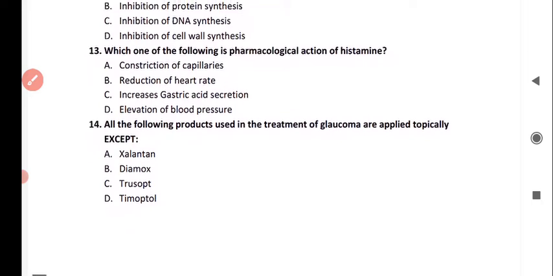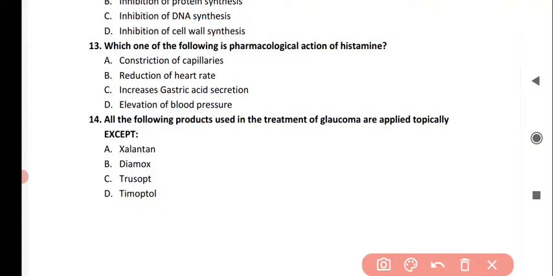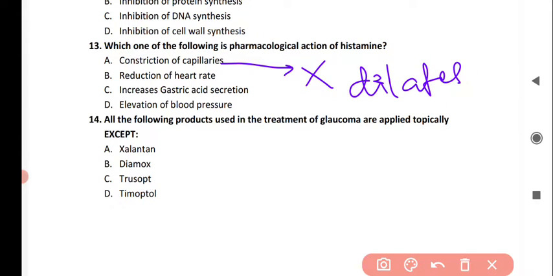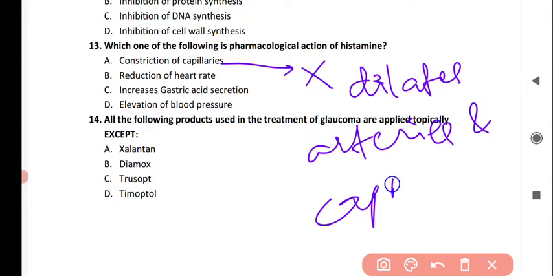Then we will move to the next question, which one of the following is a pharmacological action of histamine? Histamine has different pharmacological actions, so we have to find the correct one reported here. If I talk about the first option, constriction of capillaries, this is not the pharmacological action of histamine. Rather it dilates arteries and capillaries.